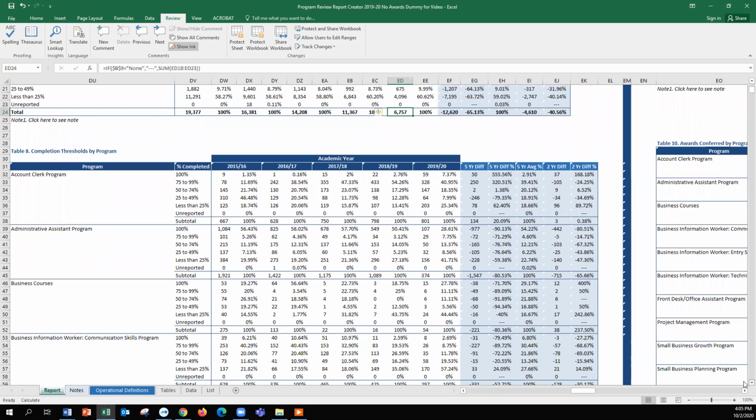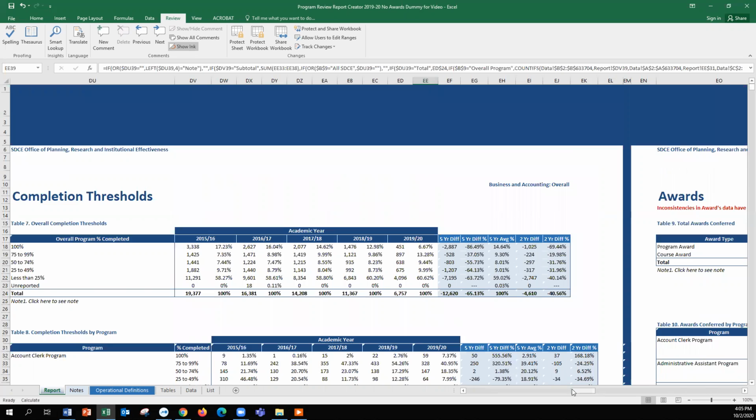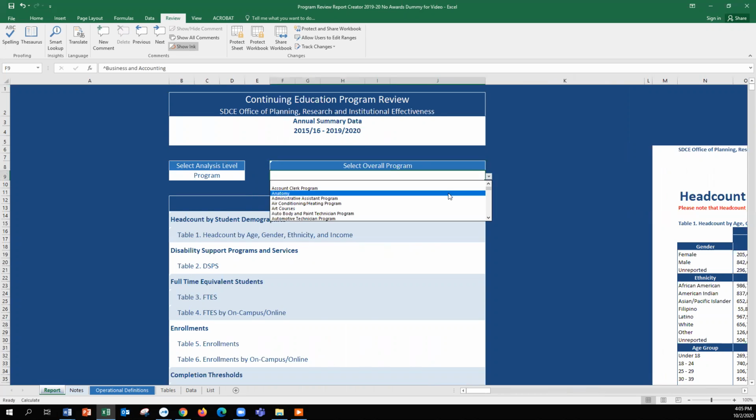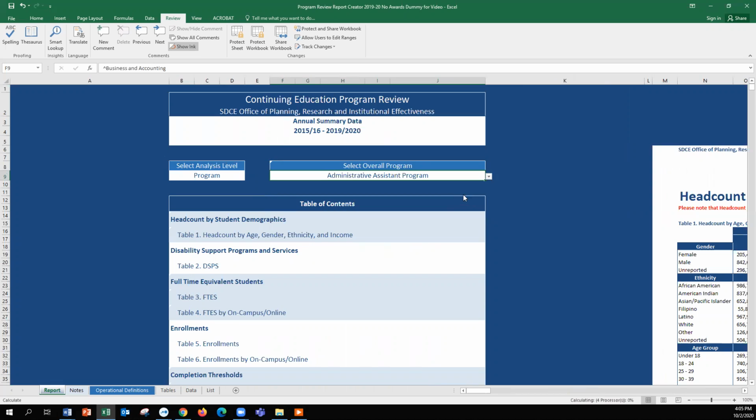Now, she starts looking at the different programs, and her statistics class is under the administrative assistant program, and she looks at it, and it seems like from the 2-year difference, there was a decrease for all of the program. So she wants to go more in depth, see what's going on. So she's going to go back and look at program level, and she's going to pick the administrative assistant program, which is where her statistics class belongs.